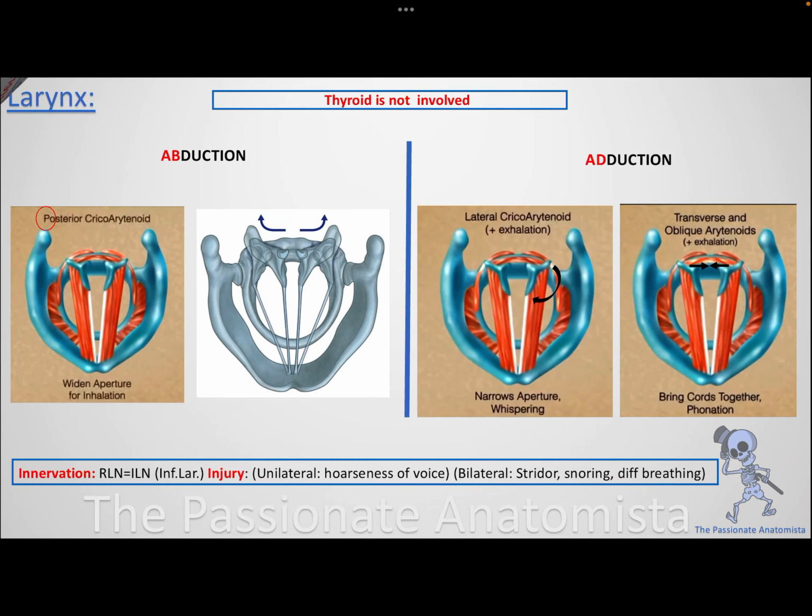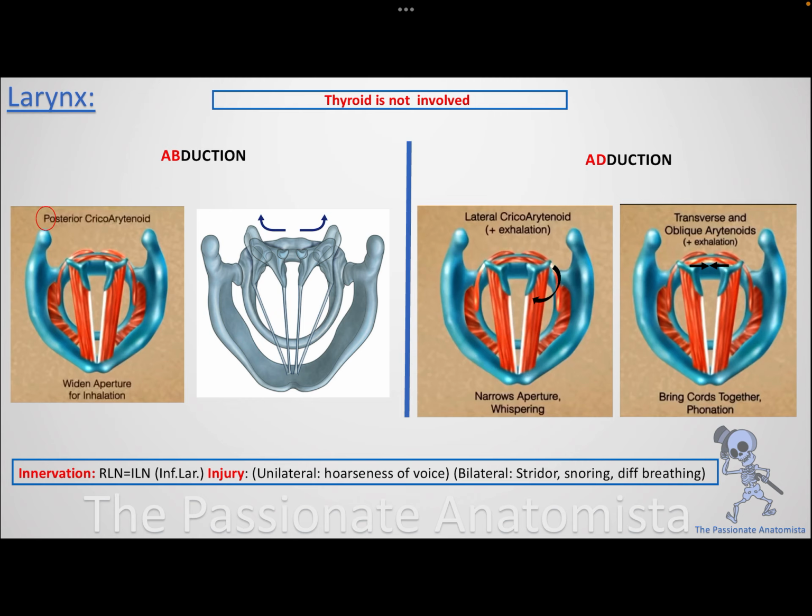They can help the lateral cricoarytenoid in adduction, but they cannot help here in abduction. It's only by posterior cricoarytenoid. They cannot help in tensioning. In the previous slide, that was only by cricothyroid.